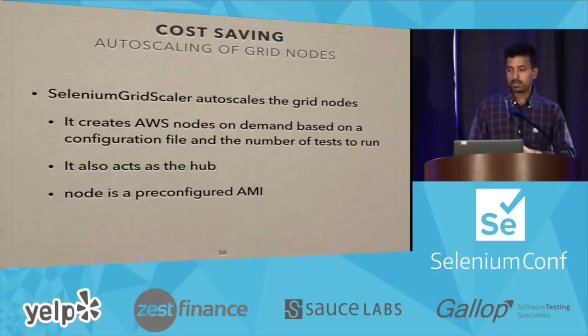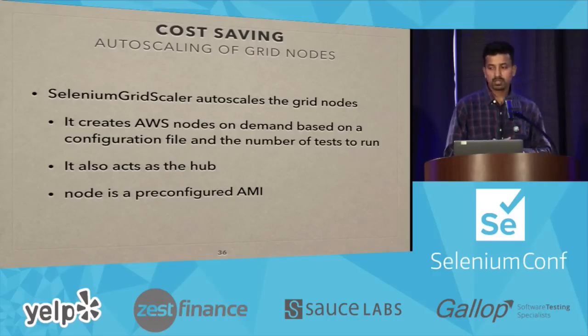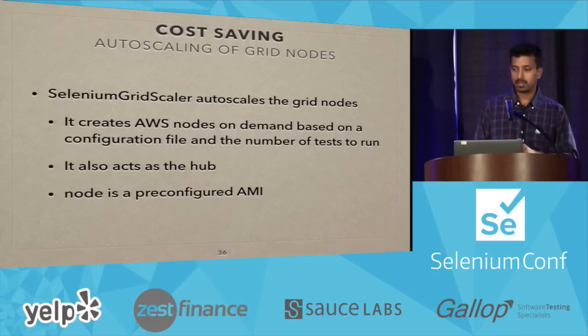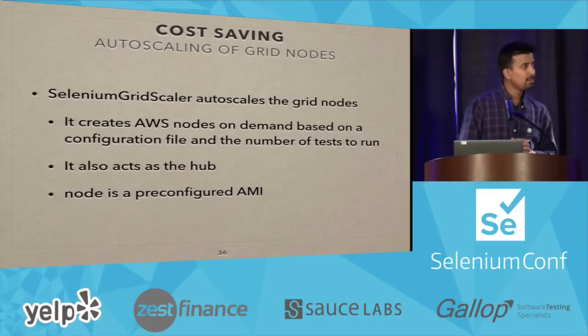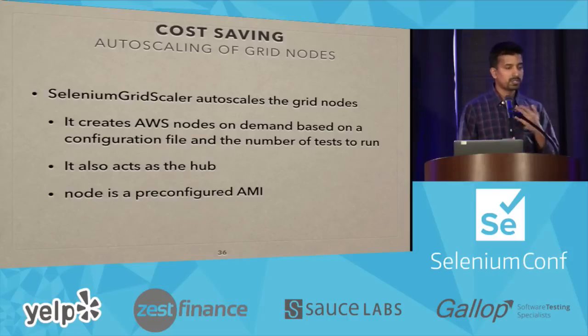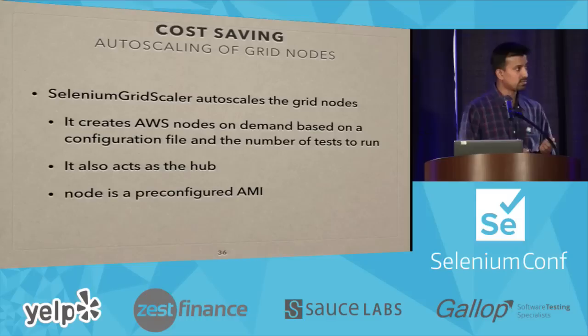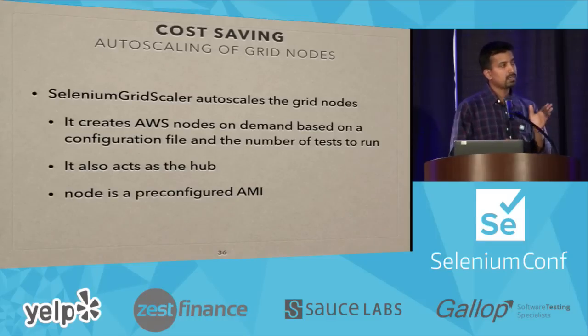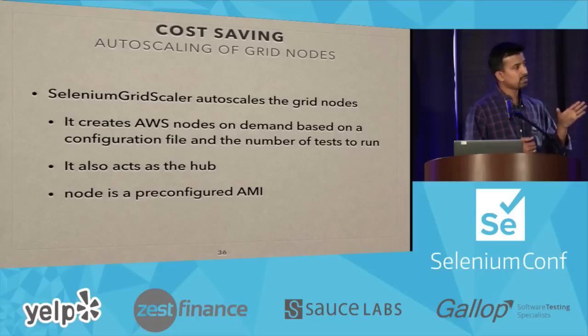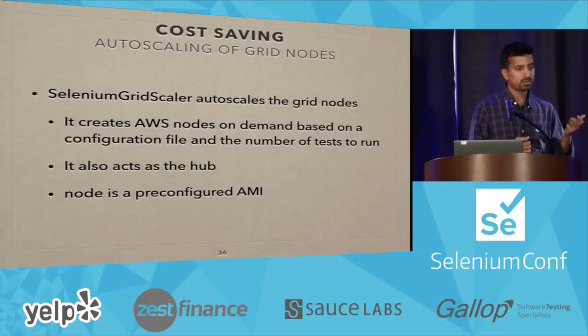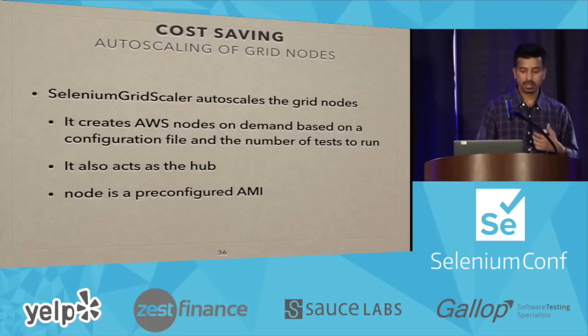Autoscaling of grid nodes. That is the Selenium Grid Scaler that I am using. It creates AWS nodes on demand based on a configuration file where you specify what AMI to use, what security role to use, what subnet to use, and so on. And you also pass the number of tests to run. This acts as a hub, and you also have a pre-configured AMI that will act as a node. That AMI ID, you give it to the hub, and whenever you want to create, it will actually create.